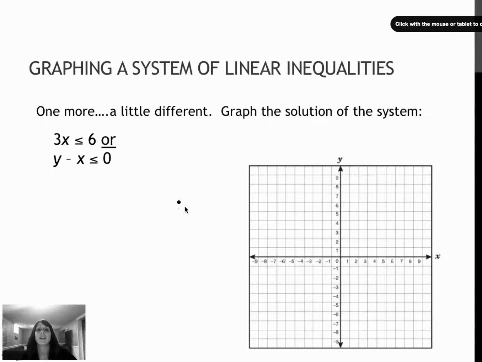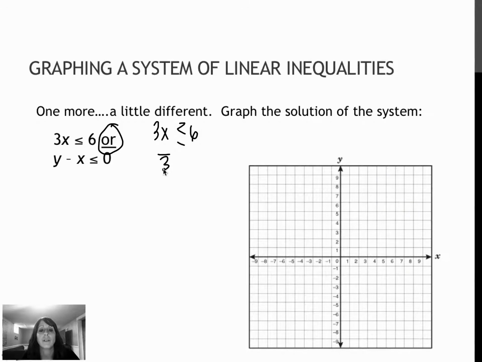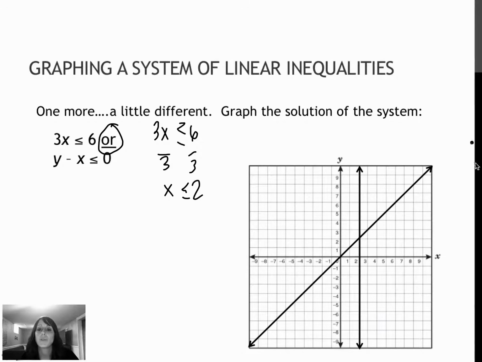For our last one, all of the rest of the equations have been and, meaning they had to satisfy both. In this equation, it's a little bit different because we're dealing with an or. And so with an or, again, I would go ahead and graph. In this case, if I divide by 3, x is less than or equal to 2, which, that's not the correct line. That's this line. So x is less than or equal to 2 is here.